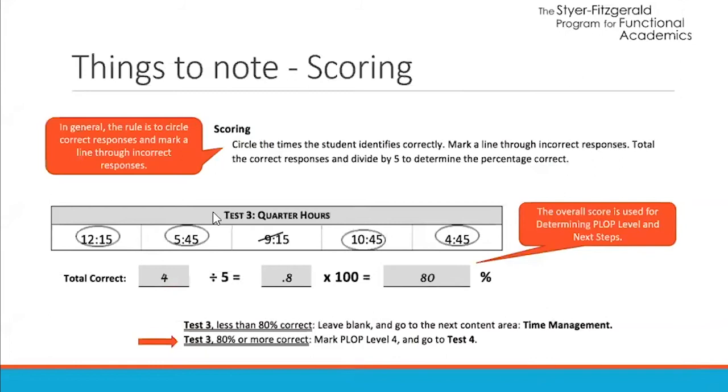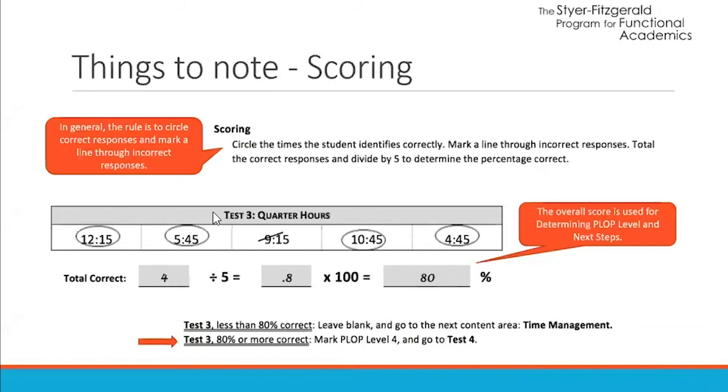Things to note on scoring. You're going to record scores directly on the individual student assessment book, because remember, each student has their own assessment book, and that's going to travel with their data book and their portfolio with them across the grades. After you complete the assessment, refer to the determining present levels of performance and next steps.